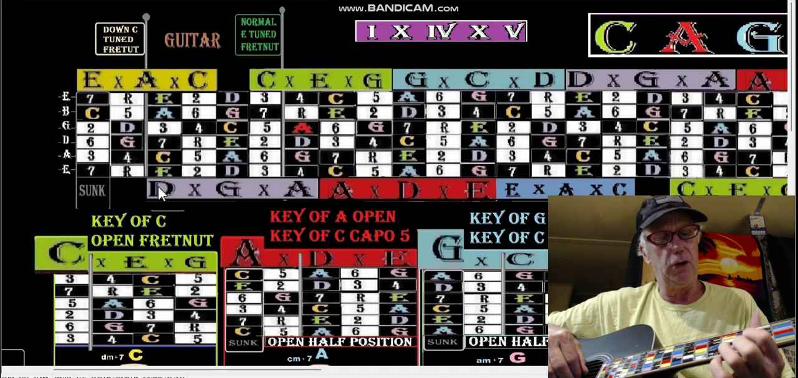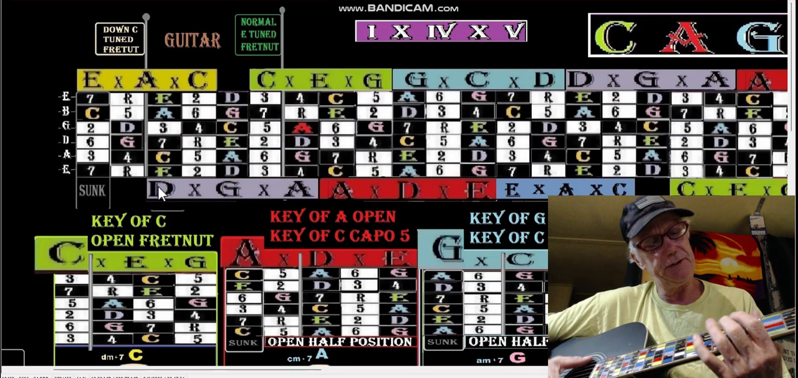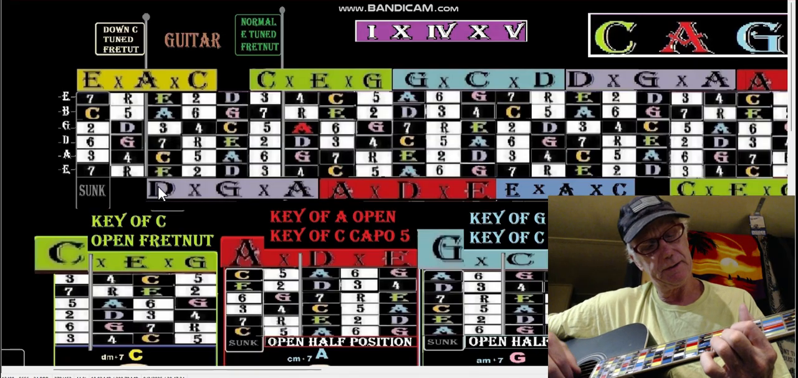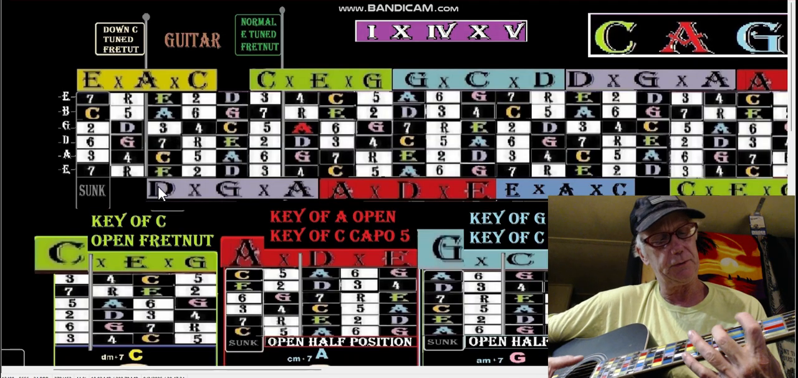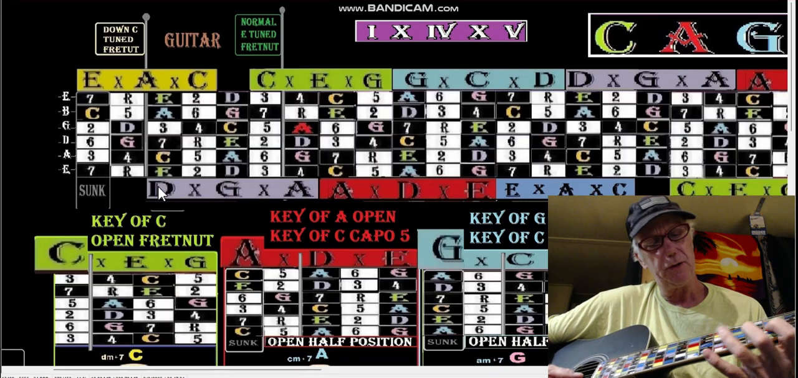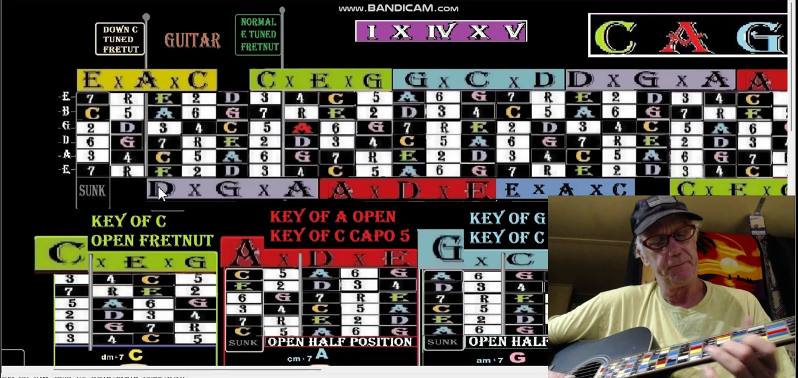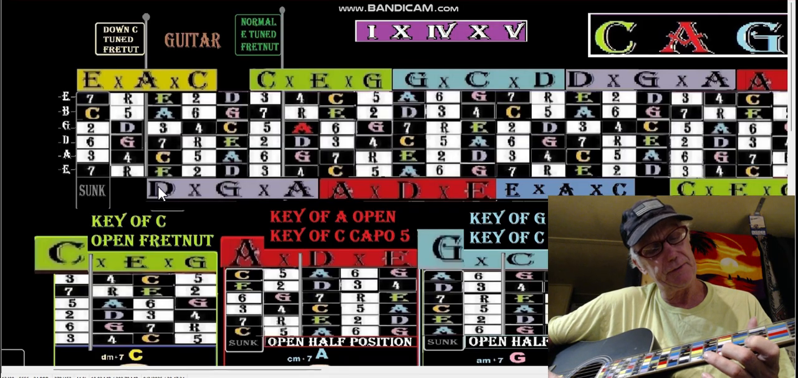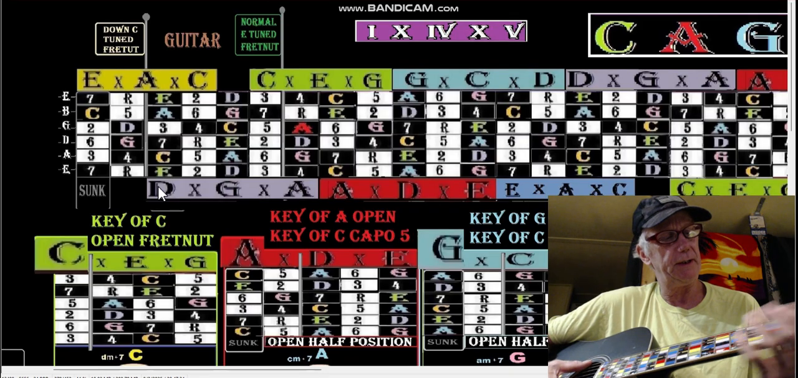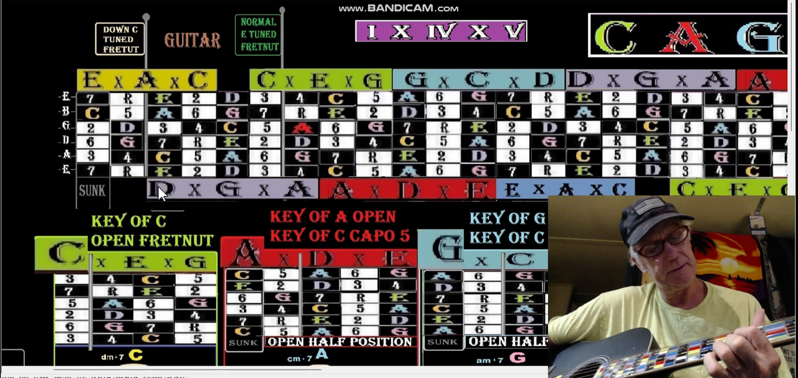So that's no longer D now. Here's the real deal D. 2, 3, 4, 5, 6, 7, root, 2, 3. G is the third of D. Try that one more time. The real deal D. Here's our D.